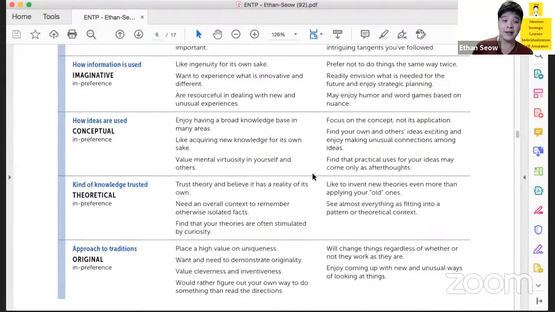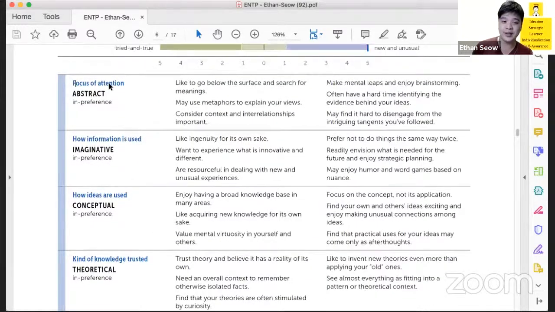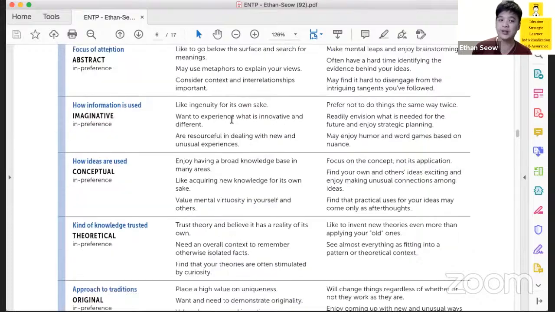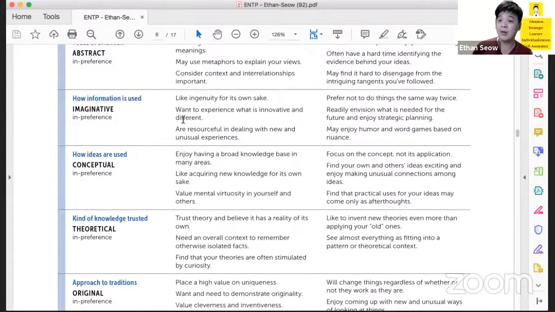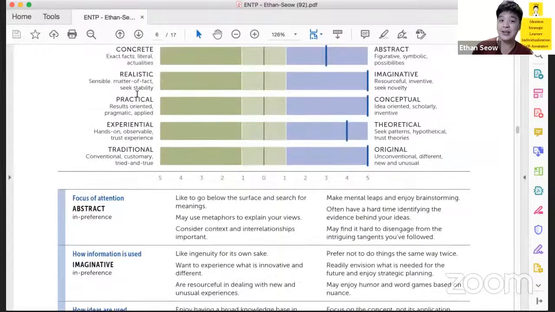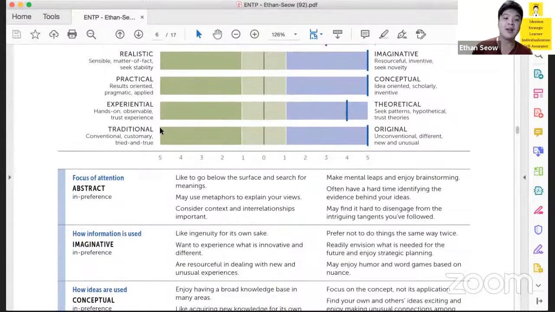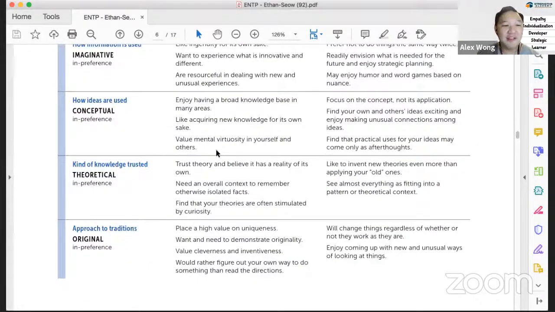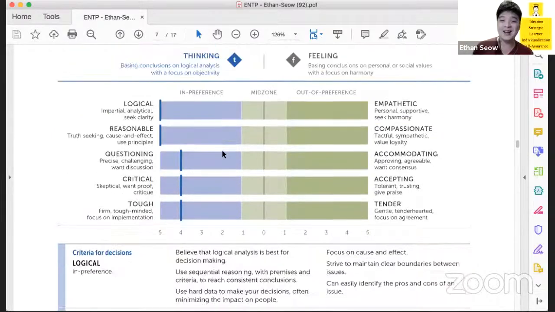So this is all about, if you notice, there's a focus of attention. Do I focus on abstract knowledge? How is information used? Do I like to imagine more, or do I like to look for realistic, matter-of-fact stuff? Hey, your report is boring. Because I'm very preference. Because I spend a lot of time being comfortable with myself.